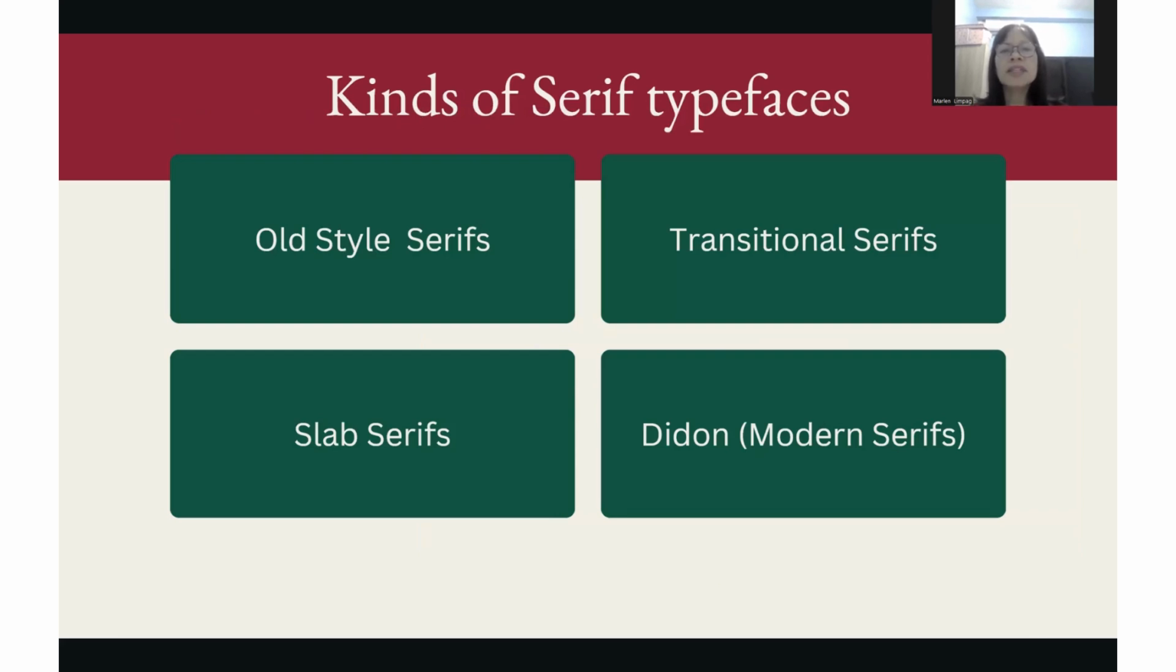There are several typefaces under the serif category, most of which fall into four main types. These are old style, transitional, slab, and Didone. Some studies say serif fonts are best suited for body text because they are more readable than sans serif.